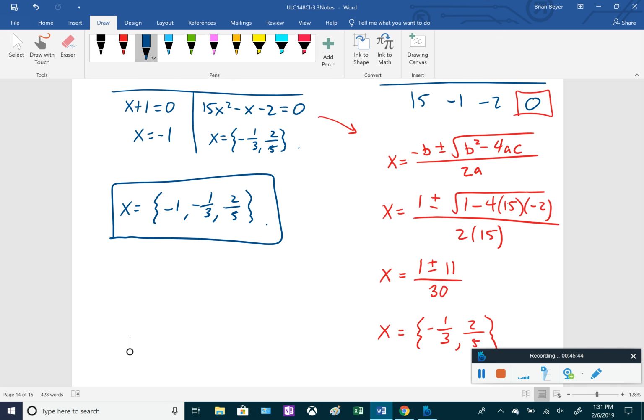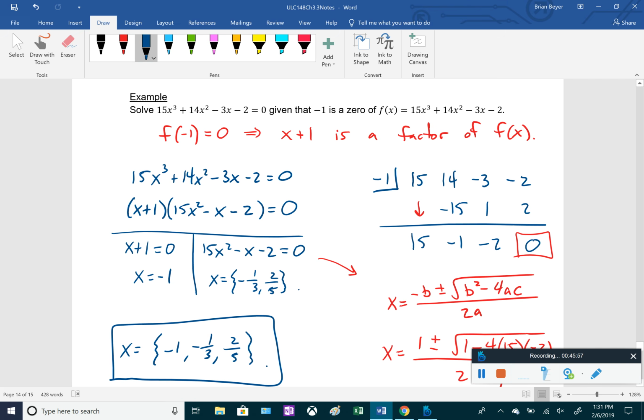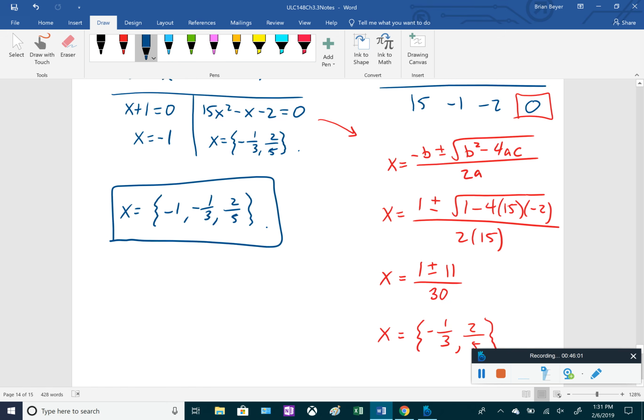And just remember that the number of answers we can get for a polynomial, the number of x-intercepts, is at most the highest degree of the polynomial. So this was a degree 3 polynomial, so we're going to have at most 3 answers, and we did have 3 answers here.